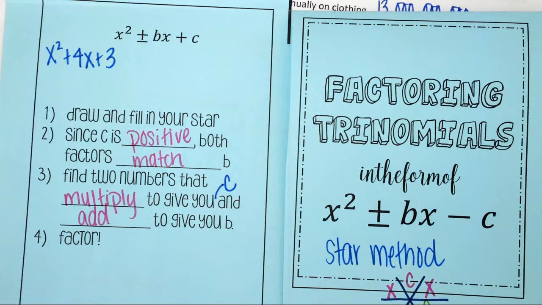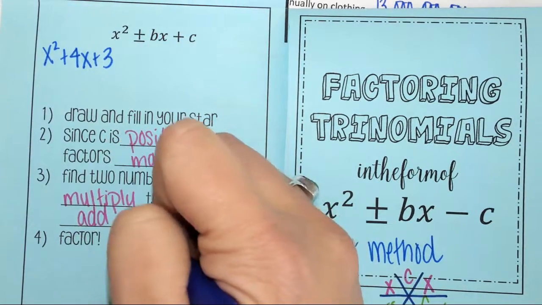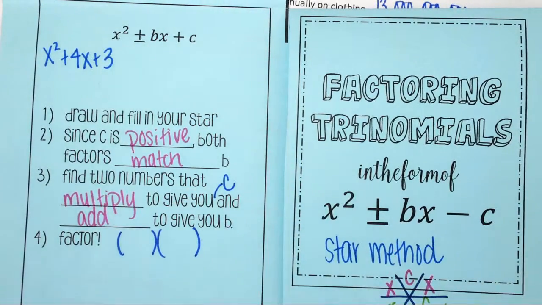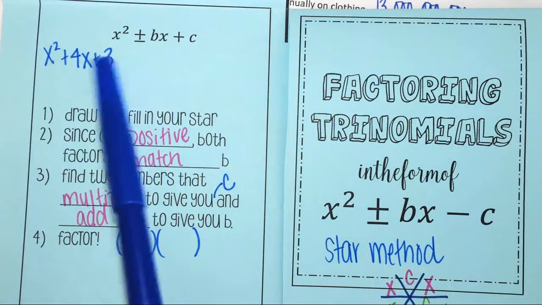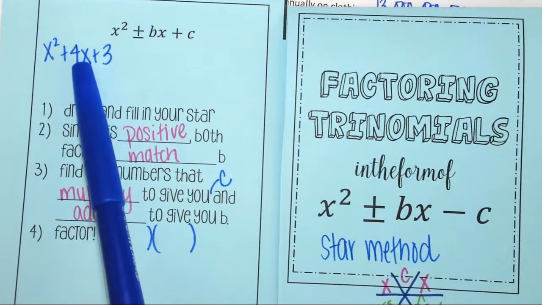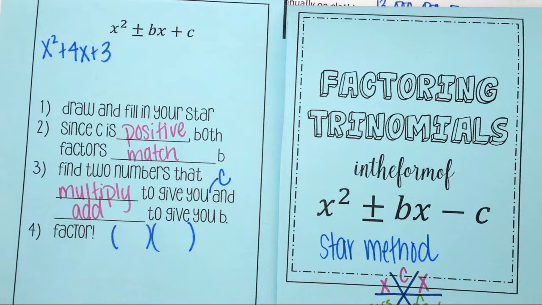And then you factor. Now, your end product every single time is going to be two parentheses that are side by side. So do you guys remember when we had two parentheses and we had to use FOIL to simplify them? We're going backwards. We ended with a trinomial as our answer. So this time we're starting with a trinomial and we're going backwards to the two parentheses.